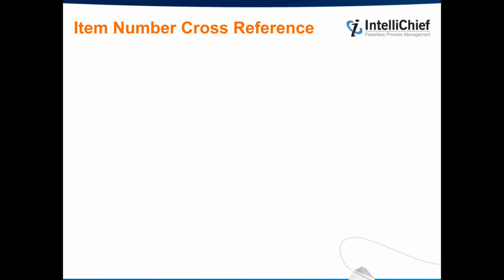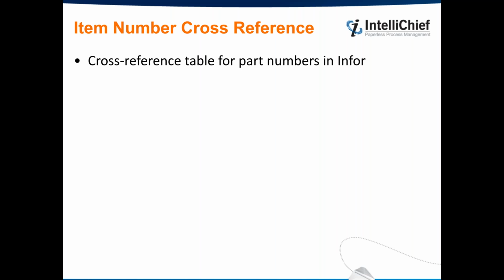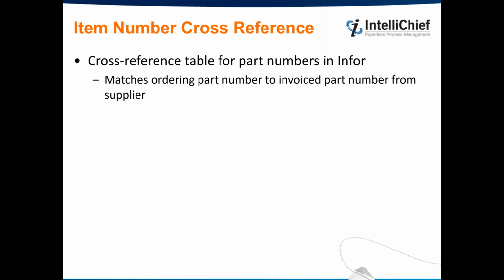The other thing is item cross-reference. Some of you folks on the call might have an item number cross-reference, so ordering part number versus invoice part number, your vendor's part number, stored in a table in your ERP, and that's okay. We'll read that cross-reference table.